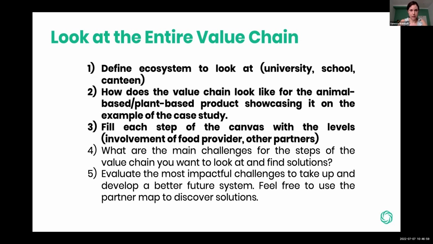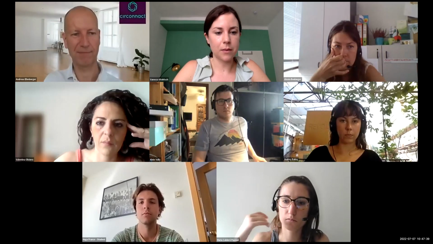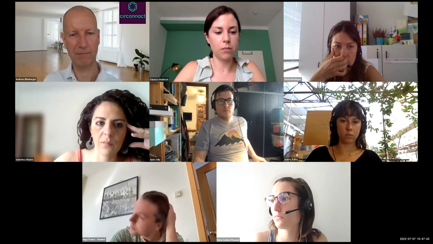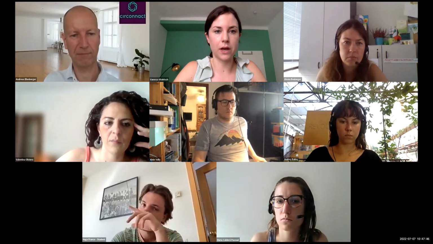And during this time now in the breakout session, we look at the whole value and supply chain and fill in each step of the canvas. So the first 3 steps of this list, and then we gather together and present our insights. And what comes next is an exercise that you can do at home and look at the main challenges and how to develop a better future system for that. But we get more into depth after that. And now we are going to share the Mural platform where we are going to work together.